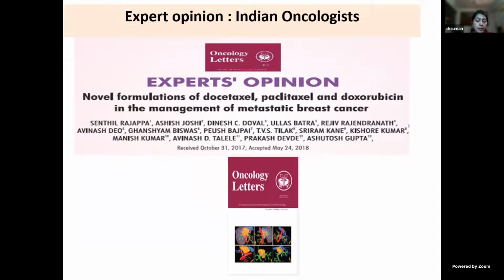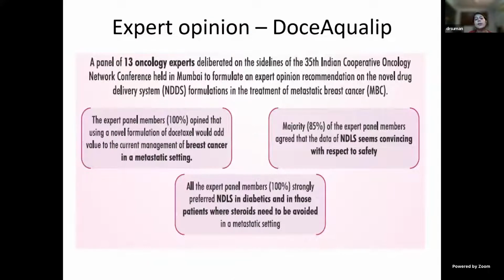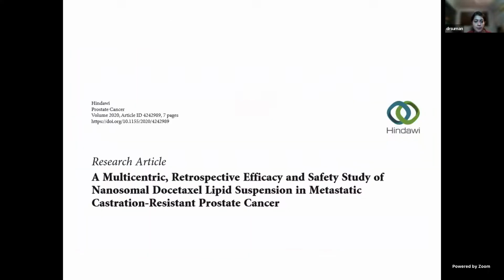After that, there was an expert opinion by Indian oncologists, some of the prominent medical oncologists whose names you can see here, published in Oncology Letters. They looked into novel formulations of docetaxel, paclitaxel, and doxorubicin in management of metastatic breast cancer. There was a panel of 13 oncology experts who looked into the guidelines at the 35th ICON, held in Mumbai. They agreed that the novel formulation of docetaxel would add value to the current management of breast cancer. The majority agreed that the data of this drug seems convincing with respect to safety. And all of them agreed that they preferred this drug in diabetics and in patients in whom you would want to avoid steroids, especially in the metastatic setting.